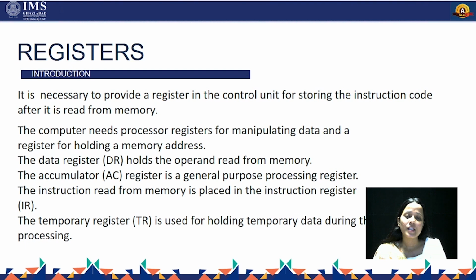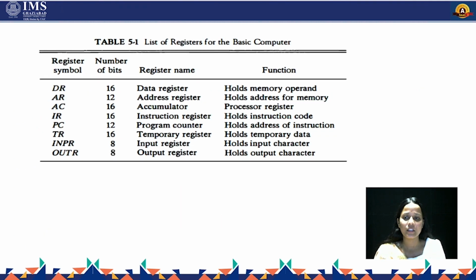For these specific registers, we have a table. Now look at that table. The table is this. In this table, we have register symbols, the number of bits the data can contain, and the register name and the functions. So one by one we will discuss the registers. The registers available here are data register, which is DR, AR for address register, accumulator, IR for instruction register, PC program counter, and TR for temporary register, INPR and OUTR.